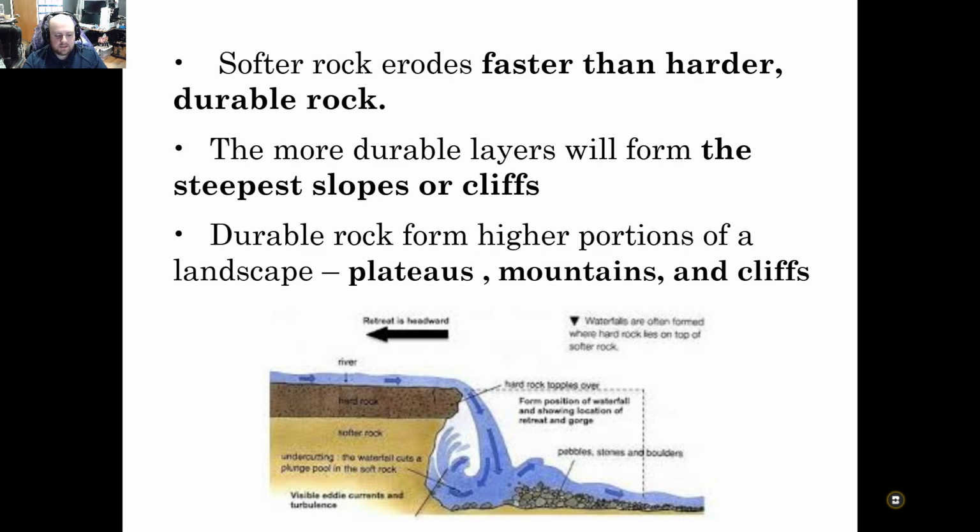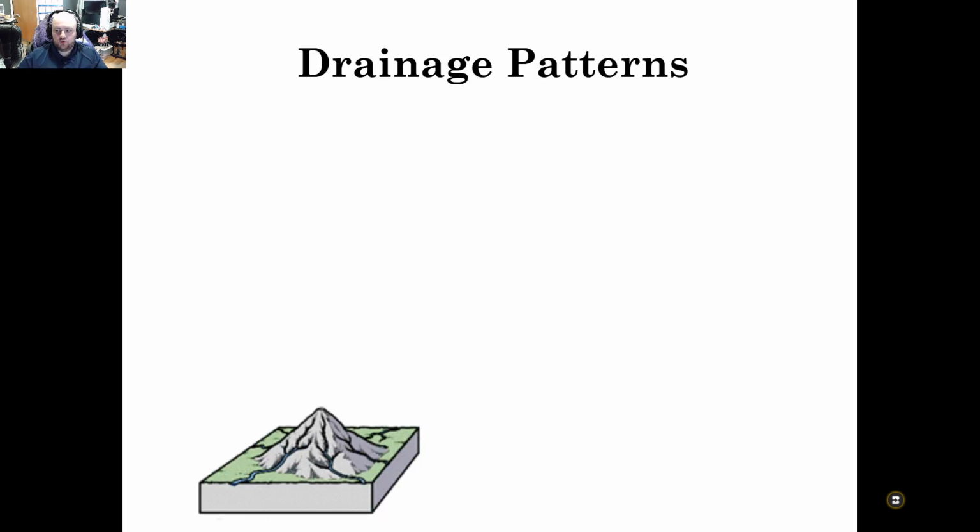Okay, so that's landscapes. Now we got to talk about drainage patterns. So how does the water flow? Right, when the water rains down on the top of a mountain, let's say, it's got to go somewhere. Gravity is going to pull it down to the lower elevations. And water follows the path of least resistance. So it's just going to flow wherever is easiest for it. And as it turns out, there are different patterns that the water tends to flow in based on the type of landscape you're dealing with.